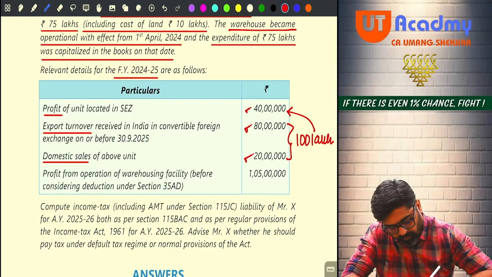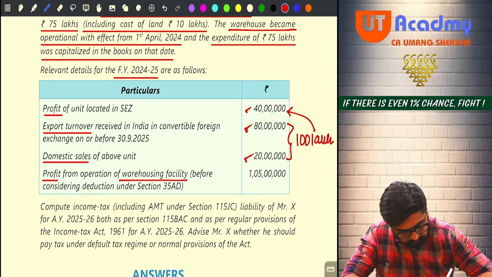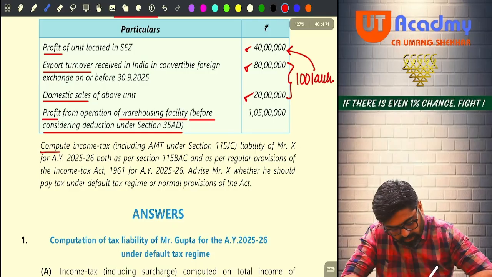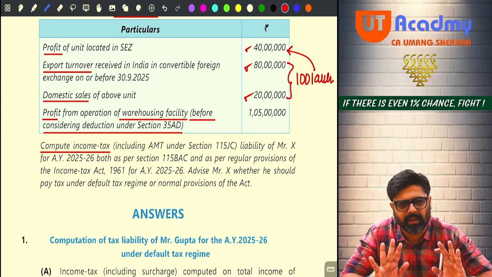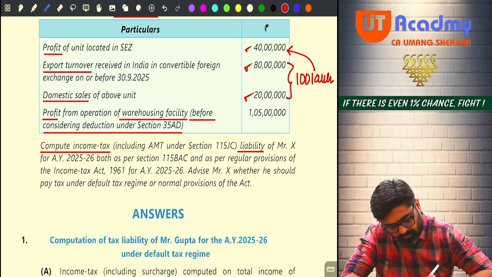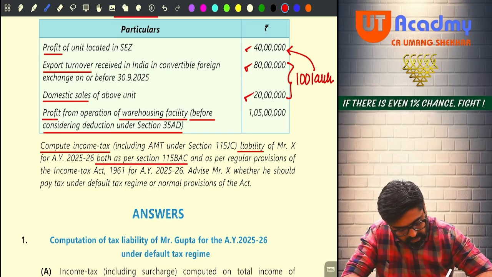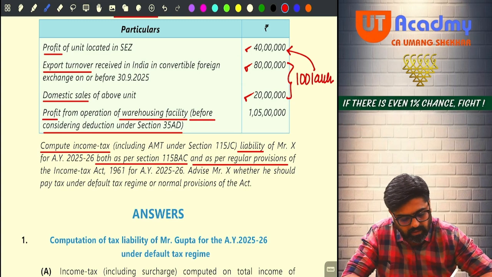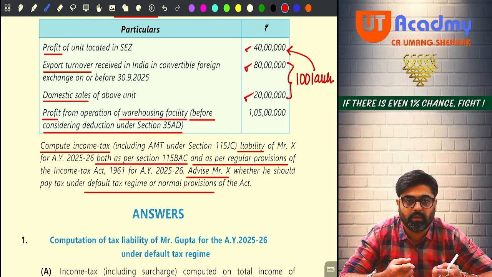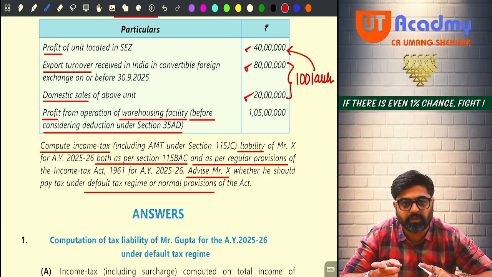Now, profit from operations of warehousing facility before considering deduction under section 35AD is 1 crore 5 lakhs. Now you are supposed to compute income tax including AMT. Forget about that AMT right now. Including AMT under section 115JC, compute the income tax liability of Mr. X for the assessment year 25-26, both as per section 115BAC and as per regular provisions of the Income Tax Act. Advise Mr. X whether he should pay tax under the default tax regime or normal provisions of the Act. Now first you will have to calculate the profits as per normal provisions.